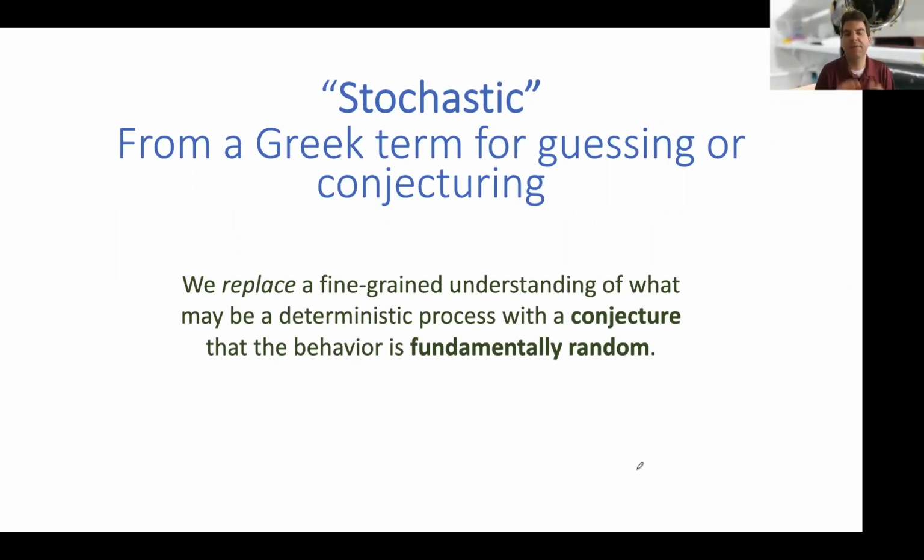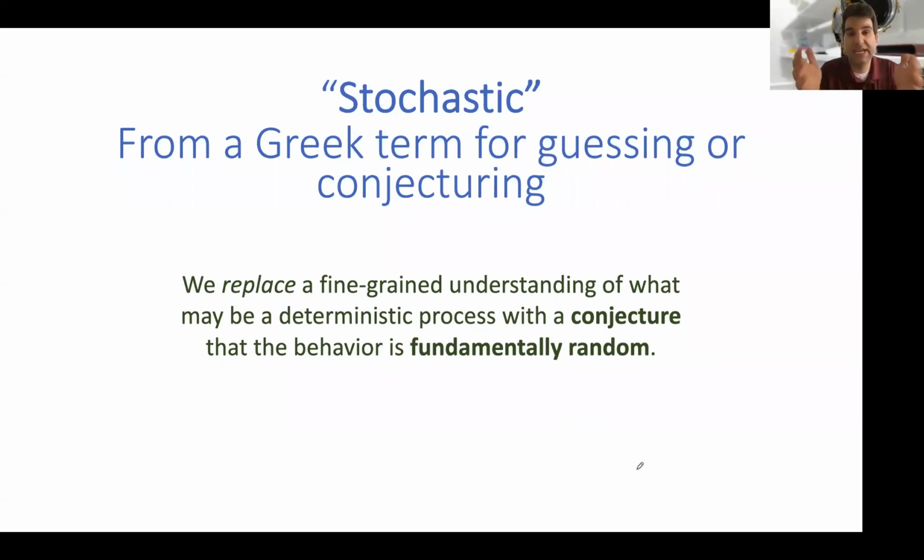It's saying that rather than trying to get a fine-grained understanding of all of the details that go into how something works at a microscopic level, we back up and say we don't understand everything that goes into it. We are going to admit that there's going to be uncertainty in the outcomes that we just can't account for. And so rather than trying to account for that with all these deterministic factors, we're just going to pretend that the model is random. We're going to make a guess that the model is random.